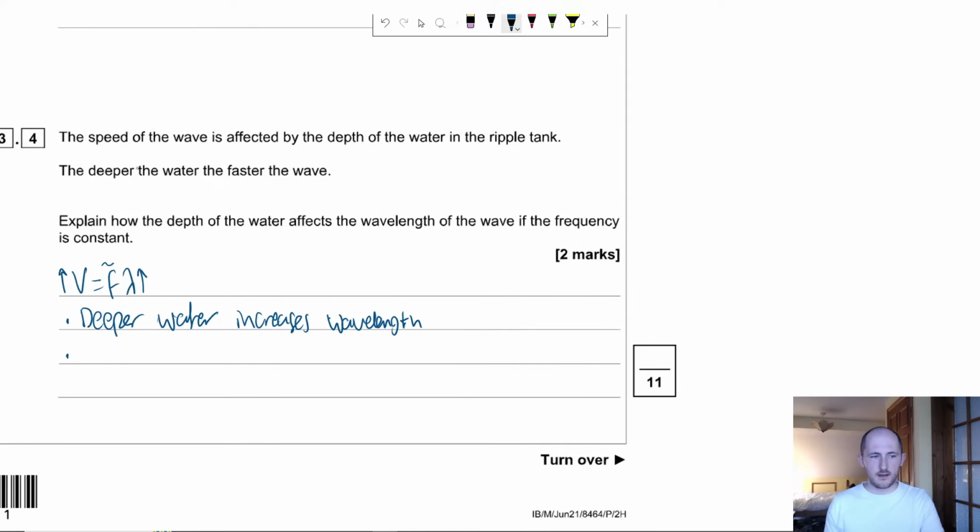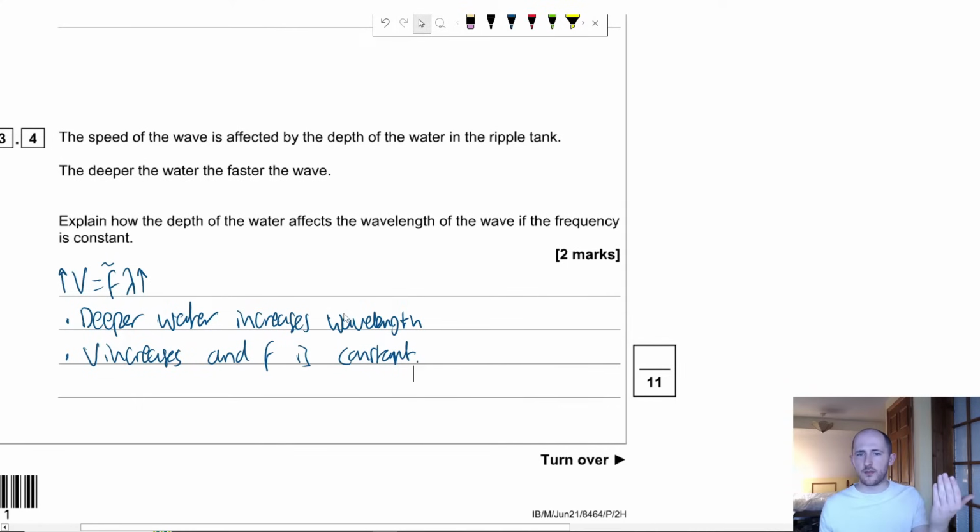And then why? Because V increases and F is constant. 2 marks. And all I've really done is read the maths, read the equation. And they told me all of the information I need to know. Deep water increases wavelength. How do I know that? Well, because V increases despite frequency being constant, so lambda must increase.